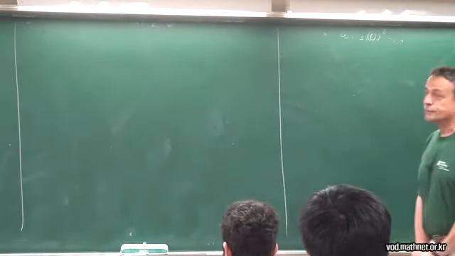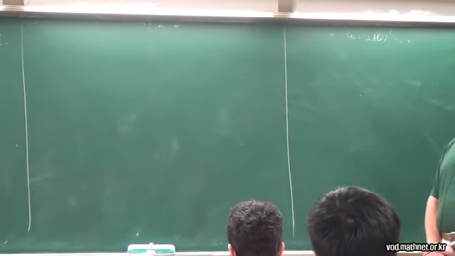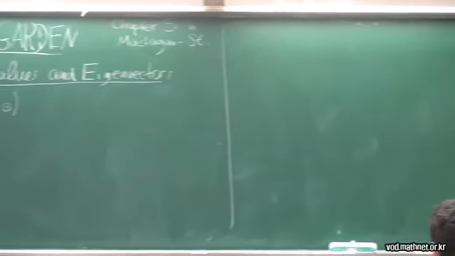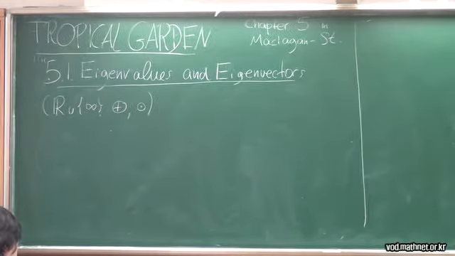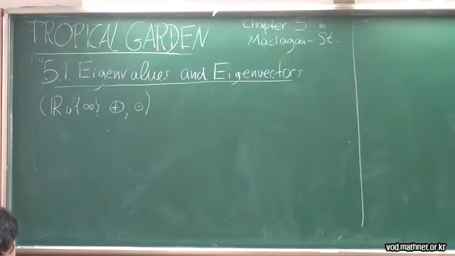So this is chapter 5 in the forthcoming book on tropical geometry with Diane McLagan. And I'd like to start out by telling you about eigenvalues and eigenvectors of square matrices, n by n matrices.